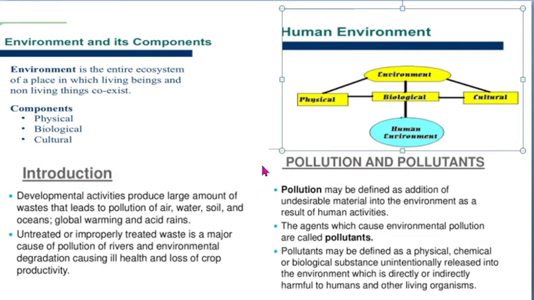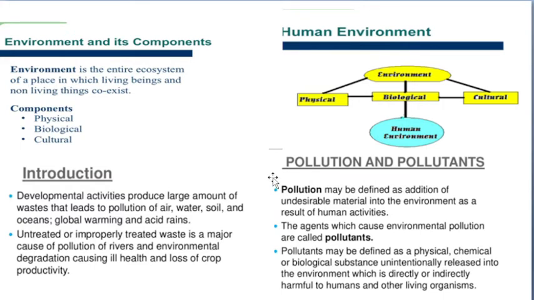So physical, biological and cultural components sum up to give you the human environment. Then I told you about pollution. What can we understand by the term pollution? Pollution is derived from a Latin word, pollutionum, meaning to make dirty. To make dirty means when we change the components or the composition of the ecosystem by adding some unwanted or foreign particles which create harm in our ecosystem, that is known as pollution.